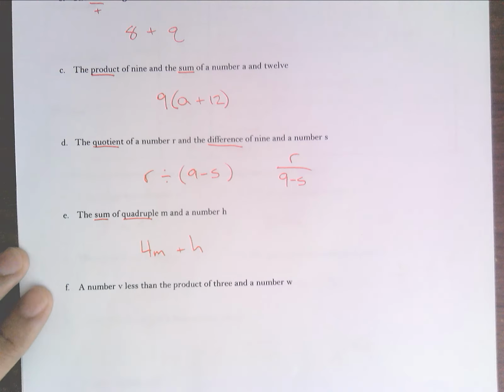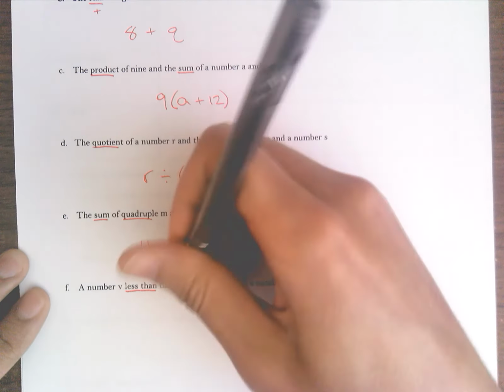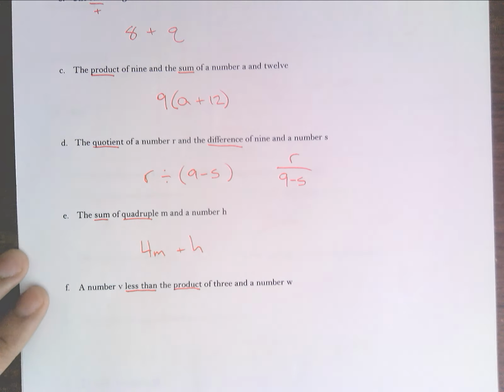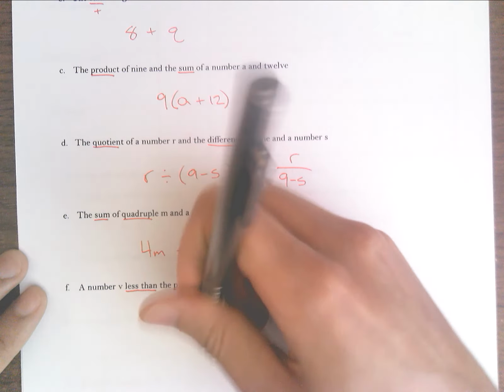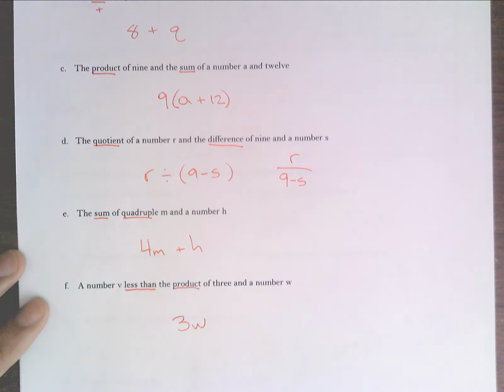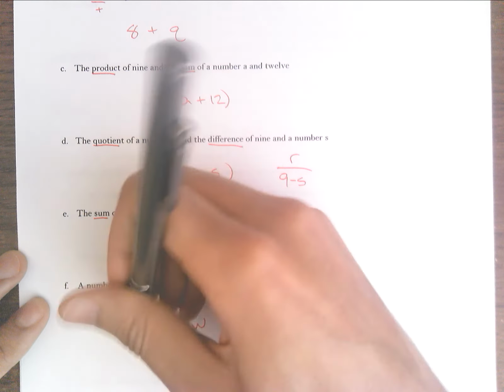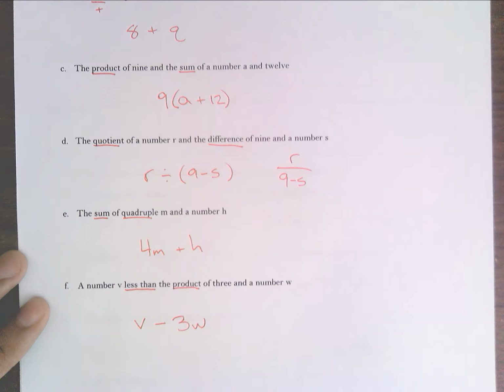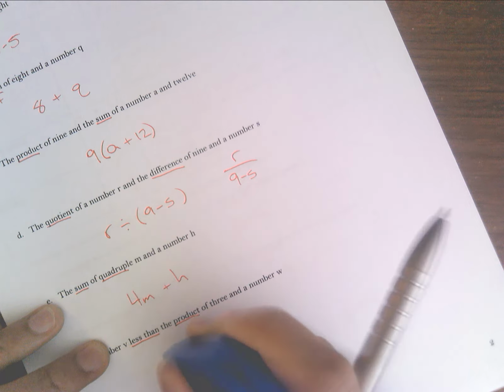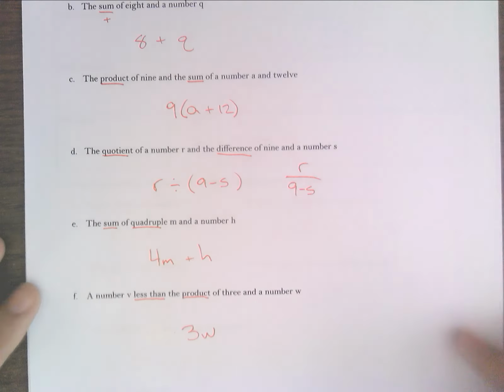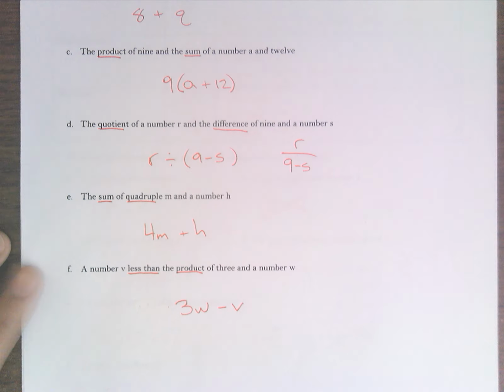A number v less than the product of 3 and a number w. So I know we're switching it, but let's take a look at this first. The product of 3 and a number w. The product means multiplication. And then we're flipping the order. So a number v less than. So we're taking v less than the product. So we take the product first, and then we subtract v. There we go.